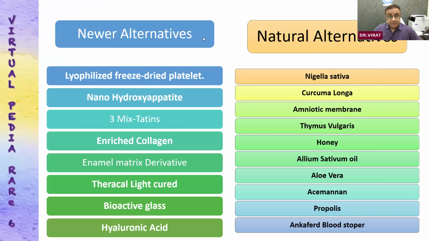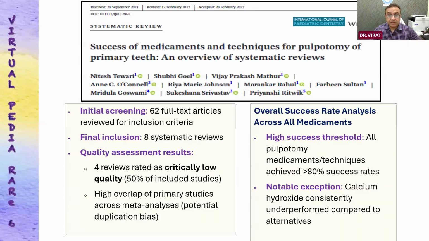Regarding newer and natural alternatives, there are many in the market, and everybody is doing a lot of research and a lot of theses are coming up. We'll stick to the gold standard one and we'll come to the evidence now.